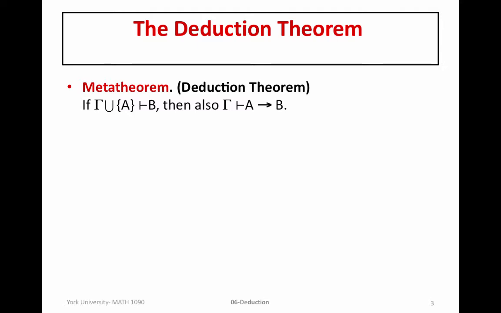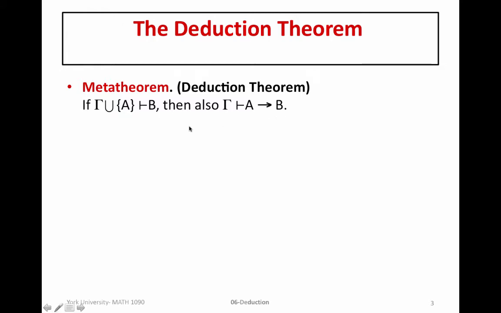And so we do a proof by induction on the length of the proof of B. So to prove this statement, we assume this part. So we assume that we have a gamma union A proof of B, and we need to construct a gamma proof of A implies B. So since we have a proof of B, we look at the length of that proof of B, and we go by induction to help us construct a gamma proof of A implies B.